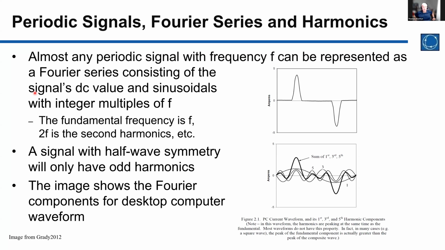If your system or your signal has half wave symmetry, so one half kind of looks like the opposite of the other half, which is very common in power systems, then you will only get odd harmonics. So you get the fundamental, then you get a third harmonic, a fifth harmonic. When we talk about geomagnetic disturbances, they actually are caused by transformer saturation, so they don't have half-wave symmetry, so they can induce even harmonics as well.